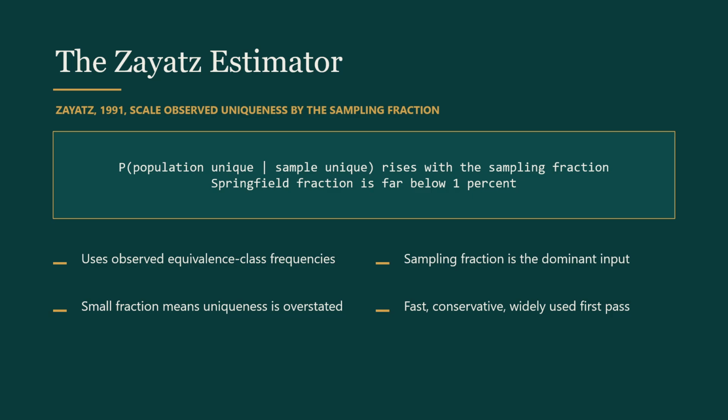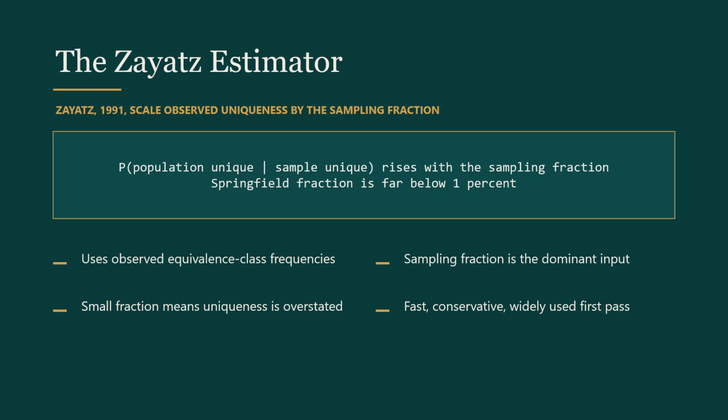Work Springfield through it. 10 records drawn from the population of a whole ZIP3 region. The sampling fraction is minuscule. Under the Zayats intuition, almost none of our 8 sample uniques would survive as population uniques, with the glaring exception of the record whose quasi-identifier values are rare in the population itself, which is R06 again. That is exactly the right answer, and notice you got there without heavy machinery.